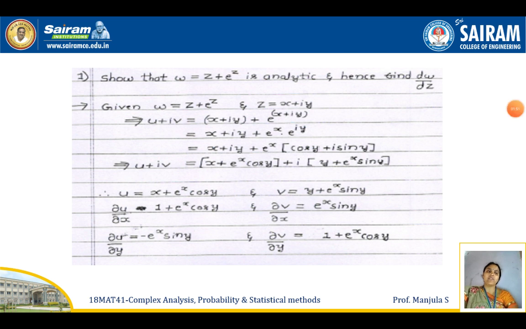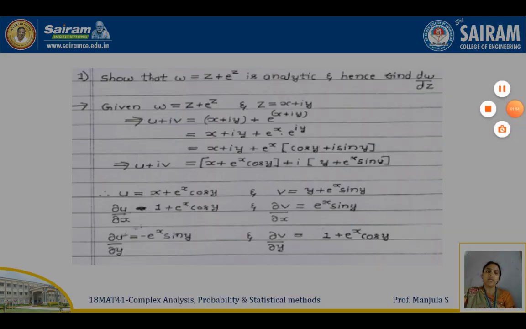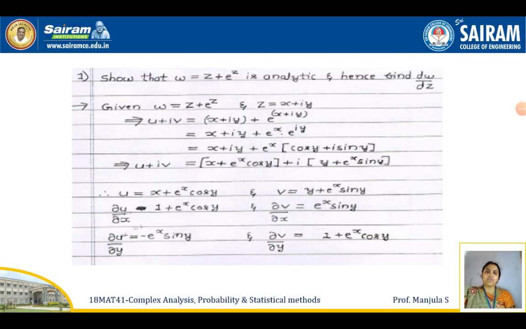So we'll see the first problem. Show that w equals z plus e to the power z is analytic and hence find dw by dz. So here, first we have to prove that the given function is analytic. Analytic means CR equations have to be satisfied. After that we can find the derivative. So first we'll write the given function.